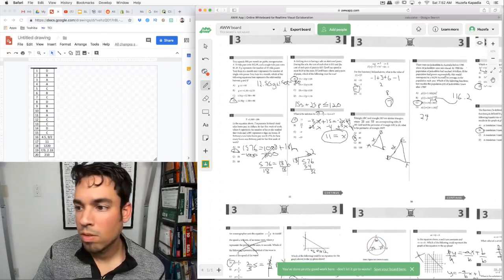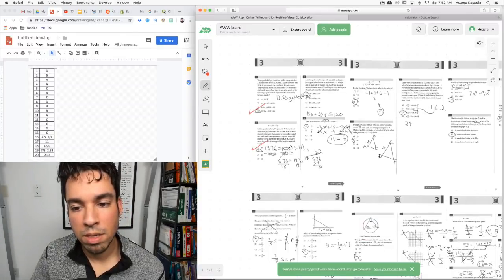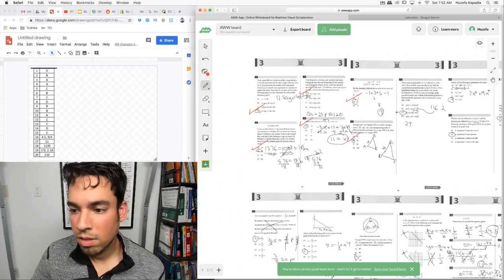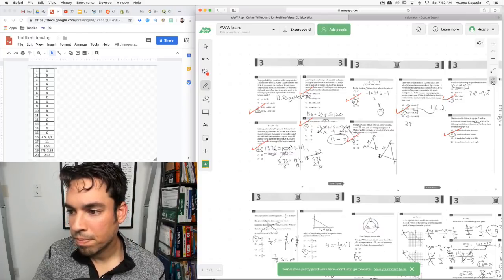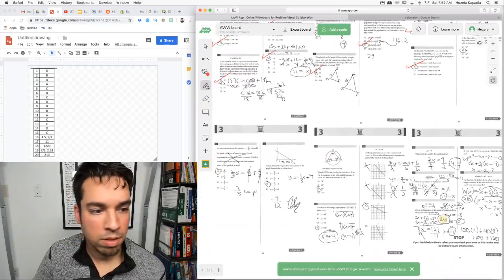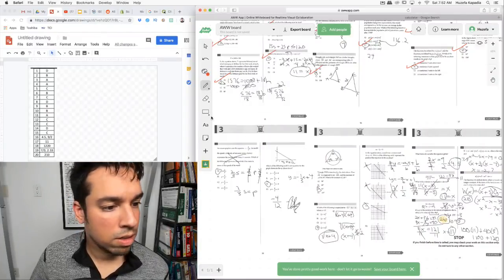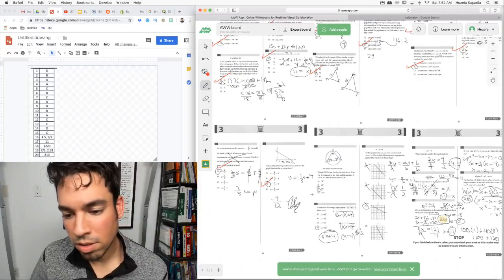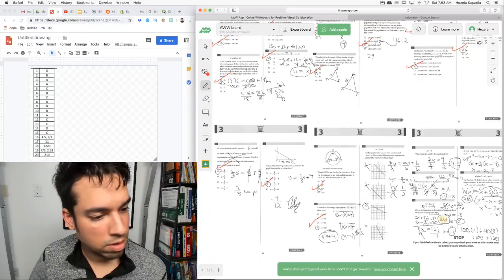Hold on. Zoom out a little bit more. Okay, we got D, B, A, C, B, C, D, 9 is B, and then 10 is also B, right? Yep, good. 11 is A, 12 is C, 13 is C, 14 is D, 15 is C.